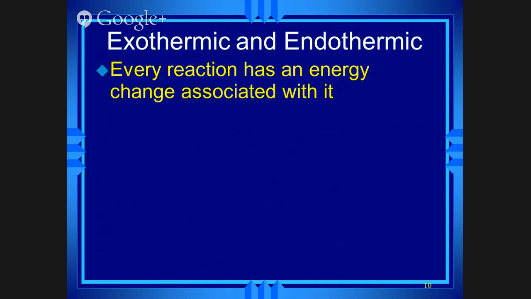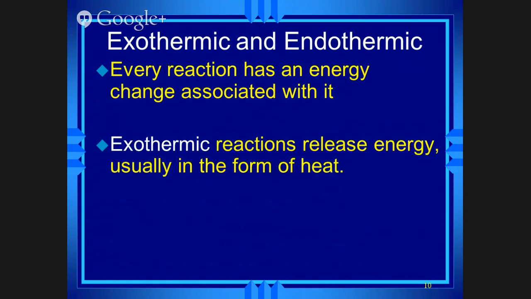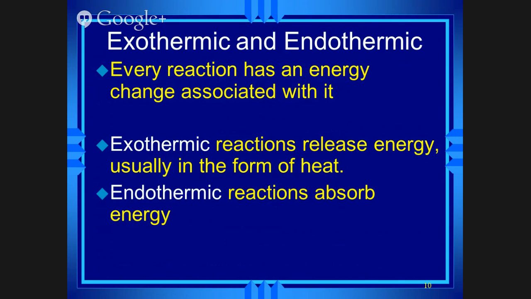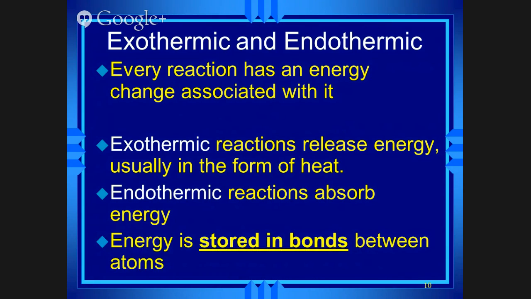Every reaction has an energy change associated with it. Exothermic reactions release energy, usually in the form of heat. Endothermic reactions absorb energy. Energy is stored in the bonds between the atoms. The last part, where we talked about a catalyst and activation energy. Okay, part of the point is the energy stored in the bonds. So you have to break the bonds to then reform a different arrangement of the atoms.